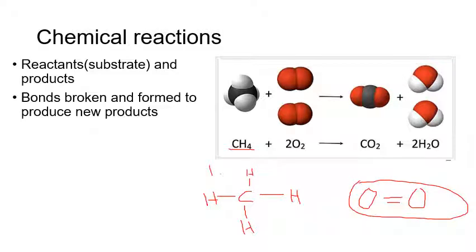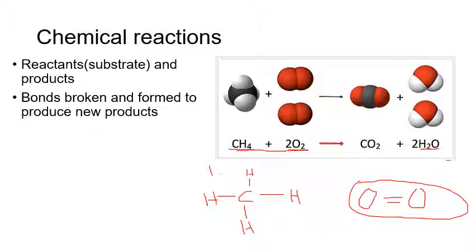Okay. This would be our reactant side, because our equation is going in this direction. So CH4 plus 2 molecules of oxygen, the reaction takes place and we end up with CO2, carbon dioxide, plus 2 molecules of H2O, water. So what is essentially taking place in here?